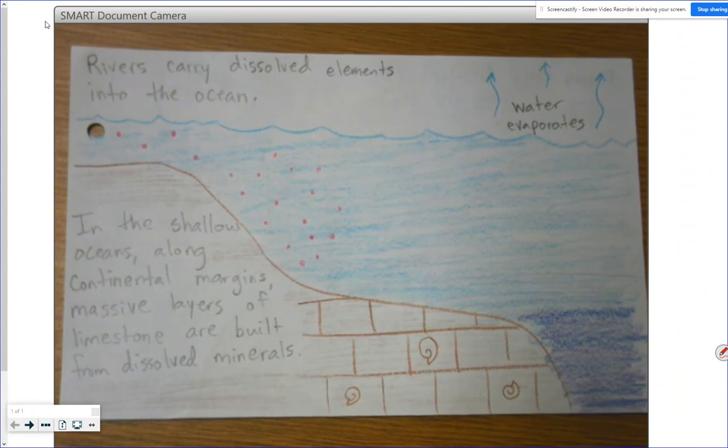How's your diagram looking? Looking good? Amazing. Okay.